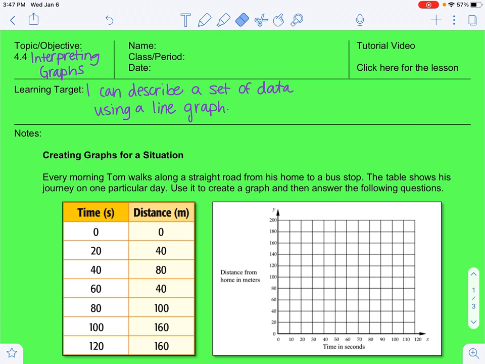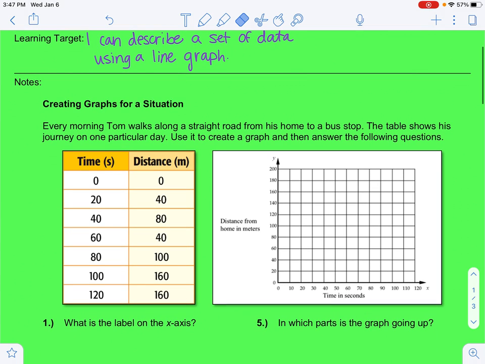Our first example, we need to create a graph for the following situation. Every morning, Tom walks along a straight road from his home to a bus stop. This table shows his journey on one particular day. Use it to create a graph and then answer the following questions.